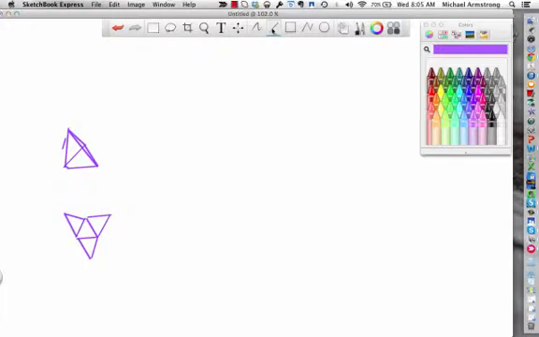Let's draw it a little bigger. Okay, so say that the base here is 10 meters, and then the height of the triangle, which is the perpendicular distance from the bottom to the vertex, is 8.7 meters. Hopefully you can see that. That's why I had to go bigger.